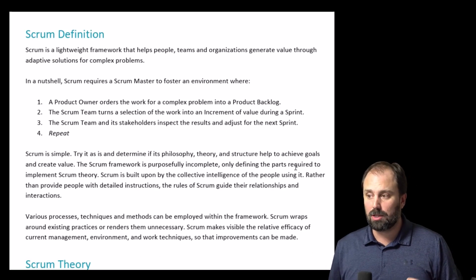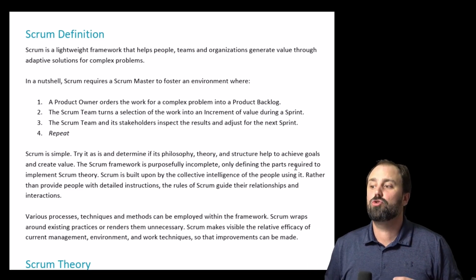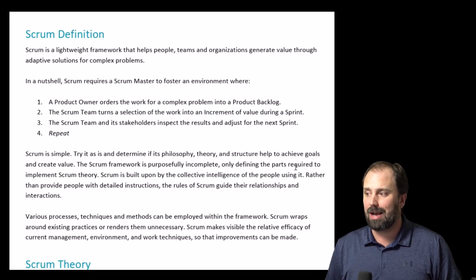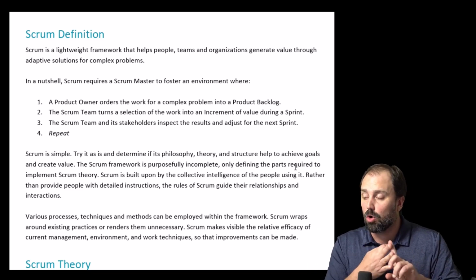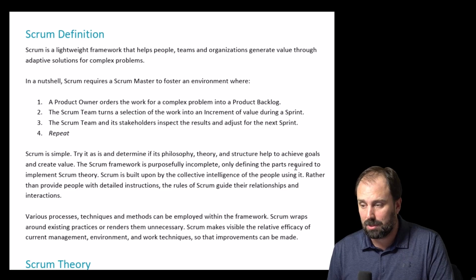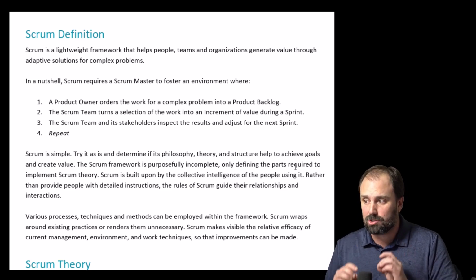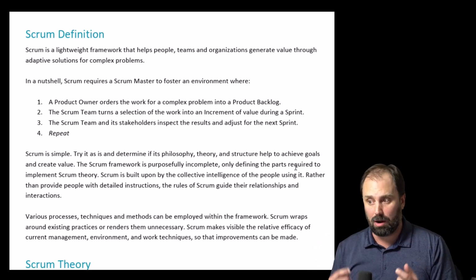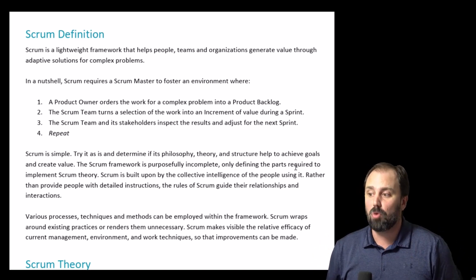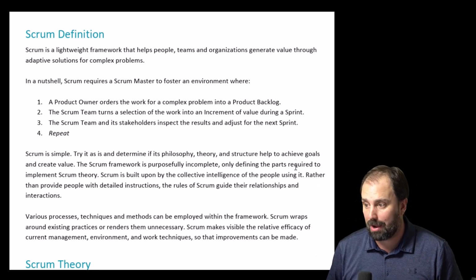Now, the first thing that we're going to dive into now is the Scrum definition. Scrum is a lightweight framework that helps people, teams, and organizations generate value through adaptive solutions for complex problems. In a nutshell, Scrum requires a Scrum Master to foster an environment where, number one, a product owner orders the work for a complex problem into a product backlog.